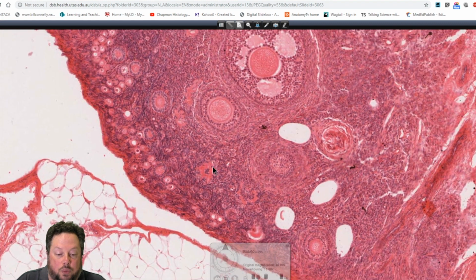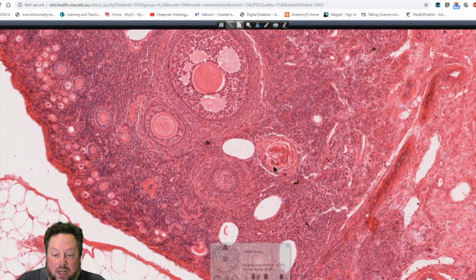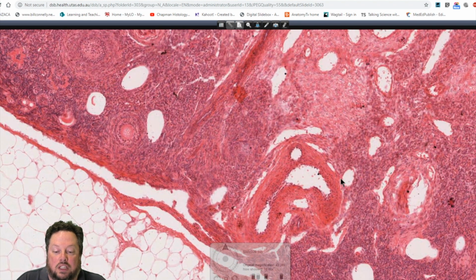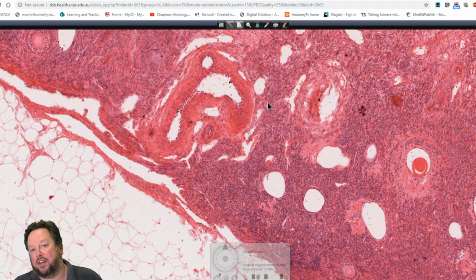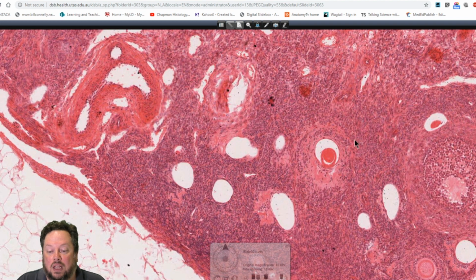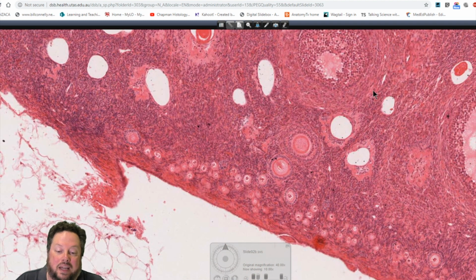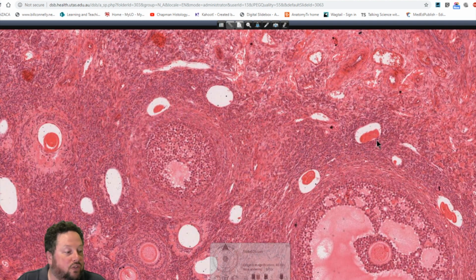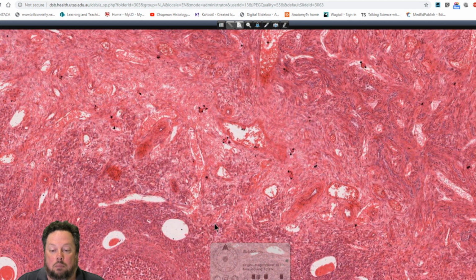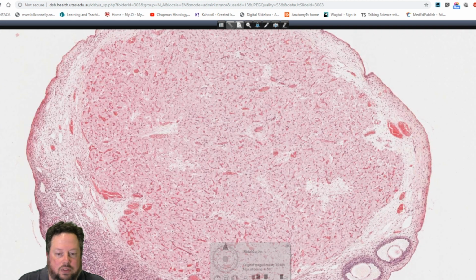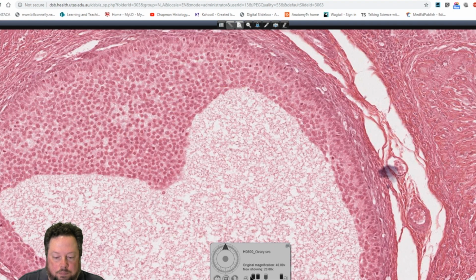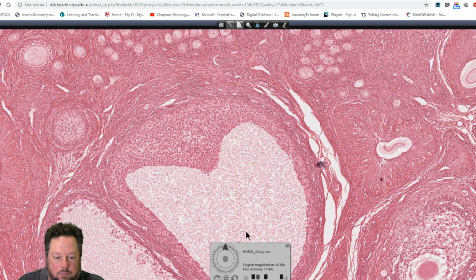So atretic follicles and identifying them are actually part of the histology of the ovary. We don't really talk about it very much, funny enough. You don't really hear about it very much in textbooks, but you can see it's quite a major feature of the histology of the ovaries. Atretic follicles still have an antrum. Well, of course, it depends on what stage of atresia they're at. So some of them may have. Actually, let's go back to one of these other sections. This one, there's a really nice picture here.